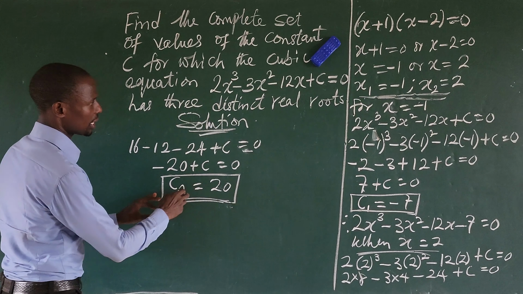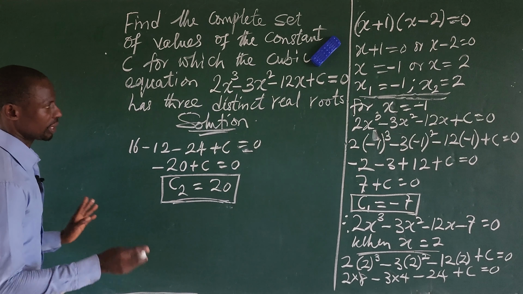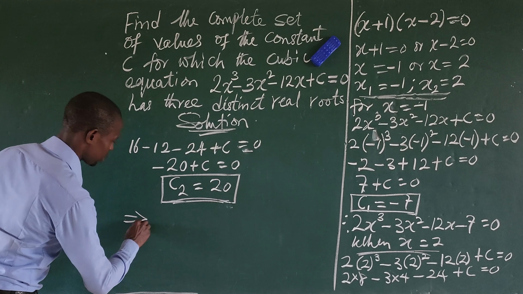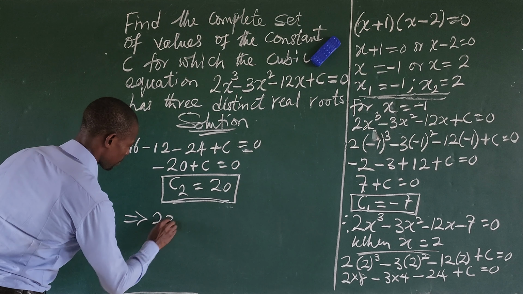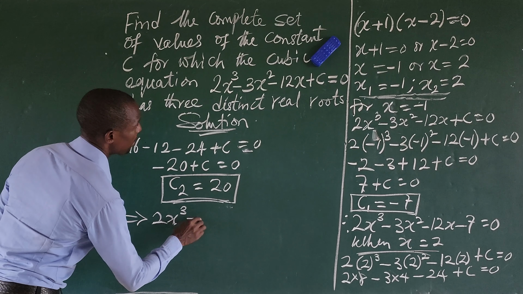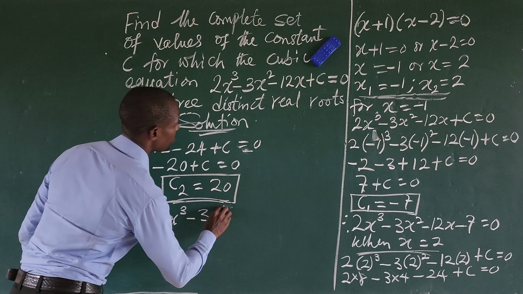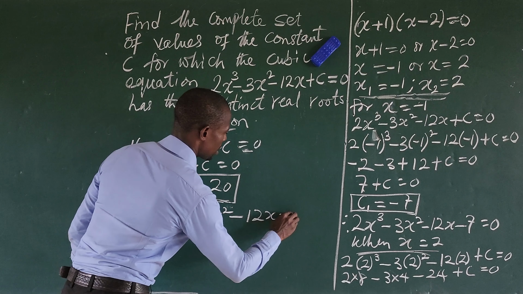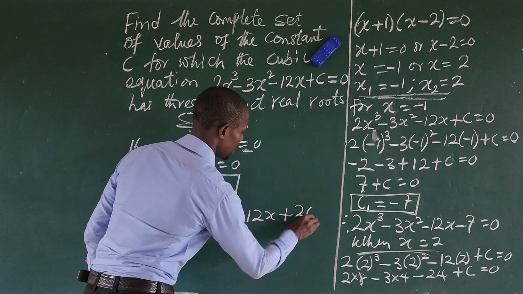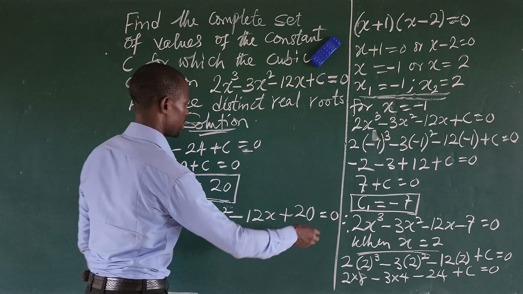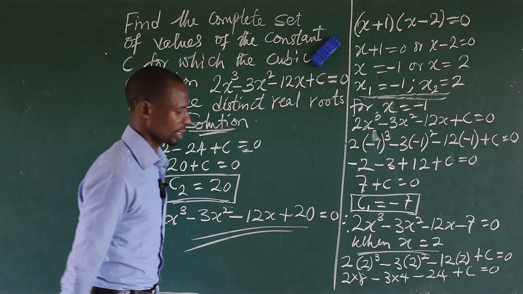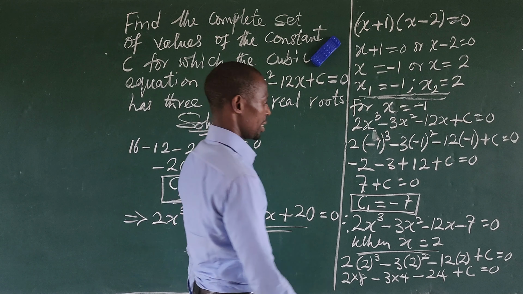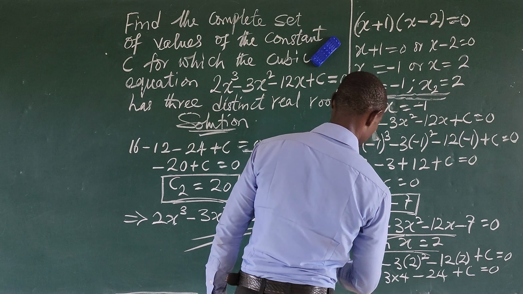And so if we put this into our equation, what would that give us? So this now implies our 2x to the power of 3 minus 3x to the power of 2, minus 12x plus our 20 equal to 0. Okay, so this is our second equation, and this is our first equation.